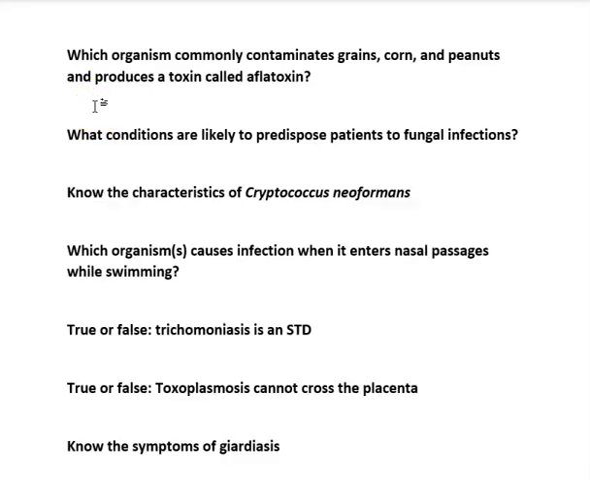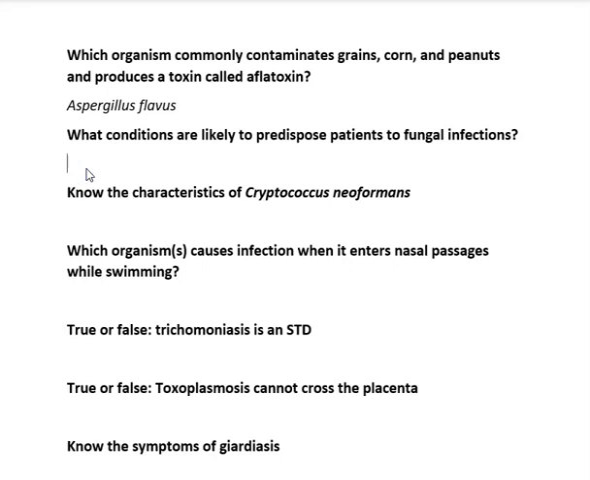All right, which organism commonly contaminates grains, corn, and peanuts and produces a toxin called aflatoxin? You may recall that this is the fungal species Aspergillus flavus.